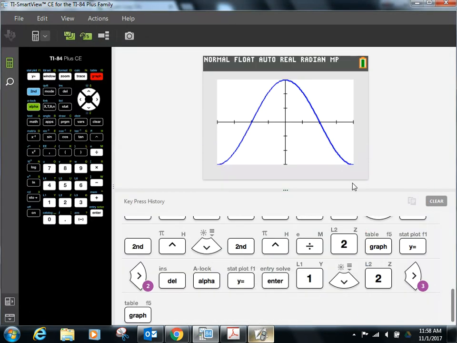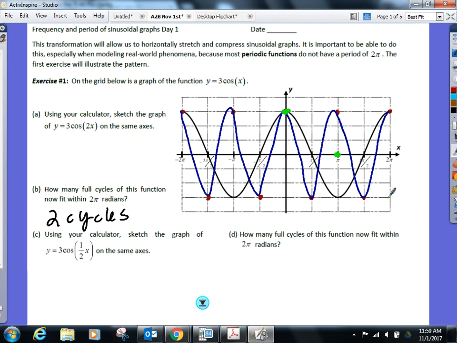And it looks like it hits -3 where? Not 3 pi over 2, but at 2 pi. And I'll do the same in the negative direction. So it's going to hit 0 at -pi and hit 3 at -2 pi.